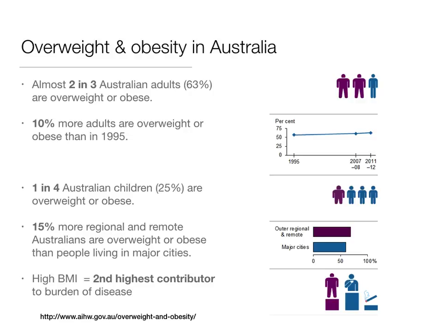It seems to occur more commonly in regional or remote areas of Australia, with 15% more Australians from these areas being classified as overweight or obese than those who live in major cities. Importantly, having a high BMI in the overweight or obese category is the second highest contributor to the burden of disease in our country.